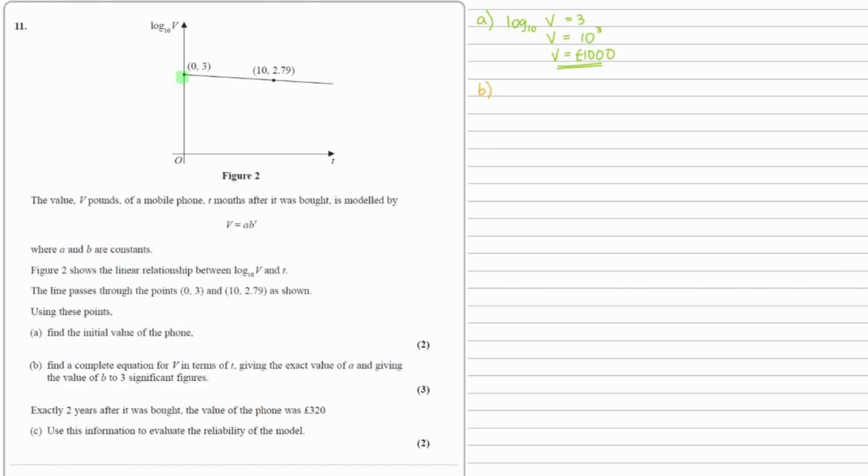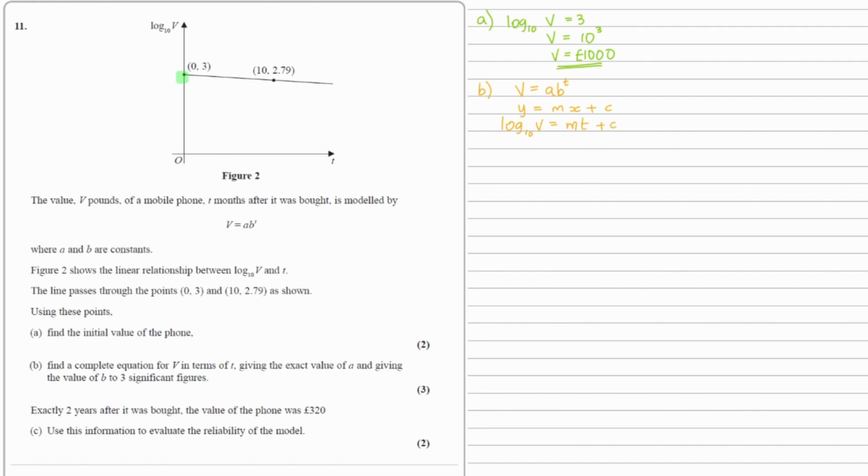Part B says, find a complete equation for V in terms of t, giving the exact value of A and giving the value of B to 3 significant figures. In the diagram, we can see that this is a straight line graph, and the equation that we have is V is equal to AB to the power t. The equation of a straight line graph is y is equal to mx plus c. If we substitute the y value with what's shown on the graph, which is log10 V, and the x value with what's shown on the graph, which is t, this is what the equation should look like.